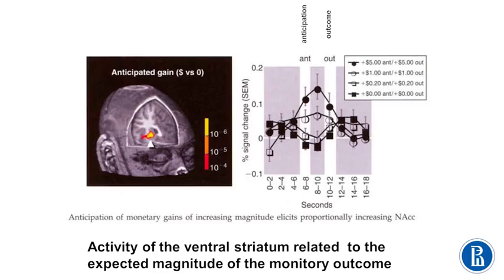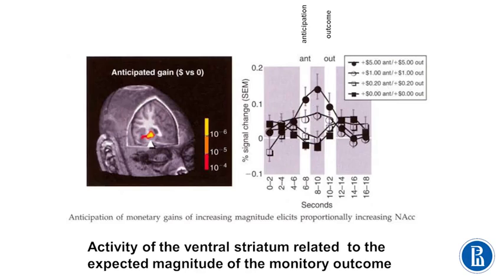On the left, you see the statistical map. On the right, you see the actual activation of this region. So here, we present to you the activity of the ventral striatum that is related to the expected magnitude of the monetary outcome. The statistical map shows us that activity in this region is significantly modulated by the expected monetary outcome, by the magnitudes of this outcome.